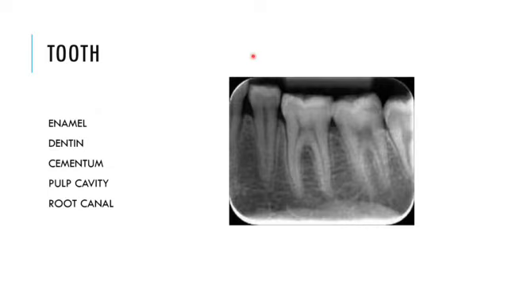Starting with the structures individually, first is the tooth. The tooth shows all the structures like enamel, dentin, cementum, pulp cavity, and root canal. I think you should be pretty well knowing about all these things. So this is the enamel, then you have the dentin, then you have cementum on the roots, then you have the pulp cavity and the root canal.